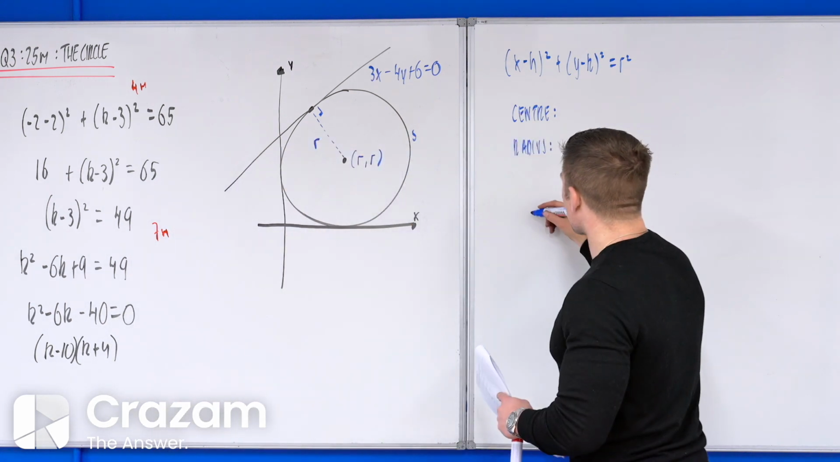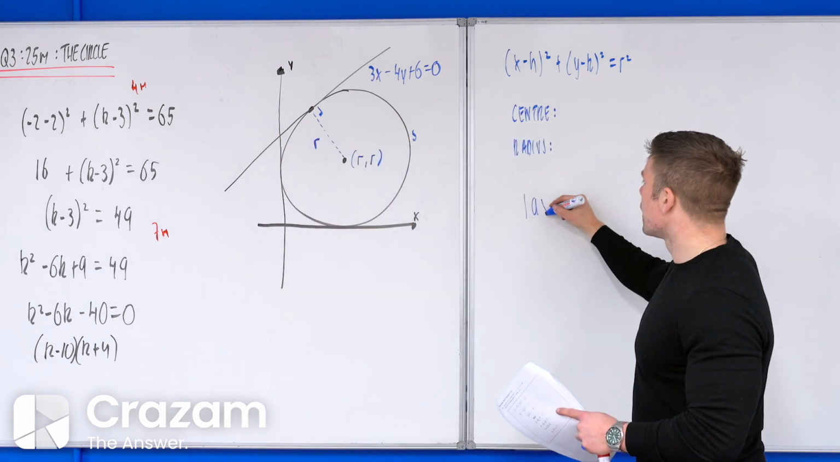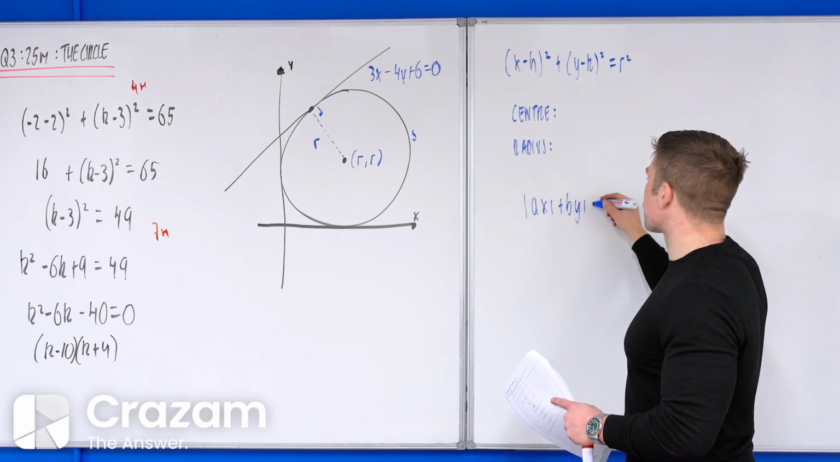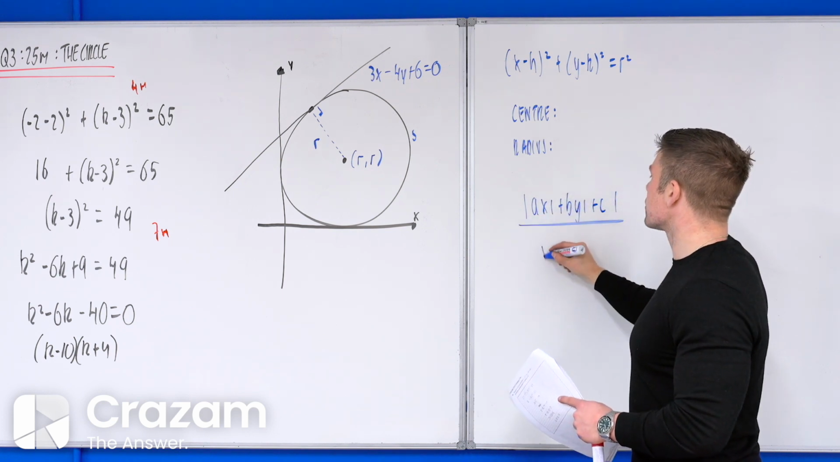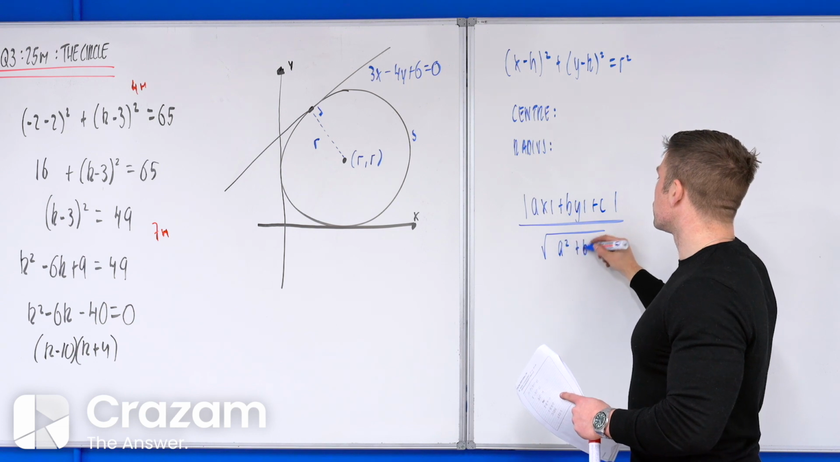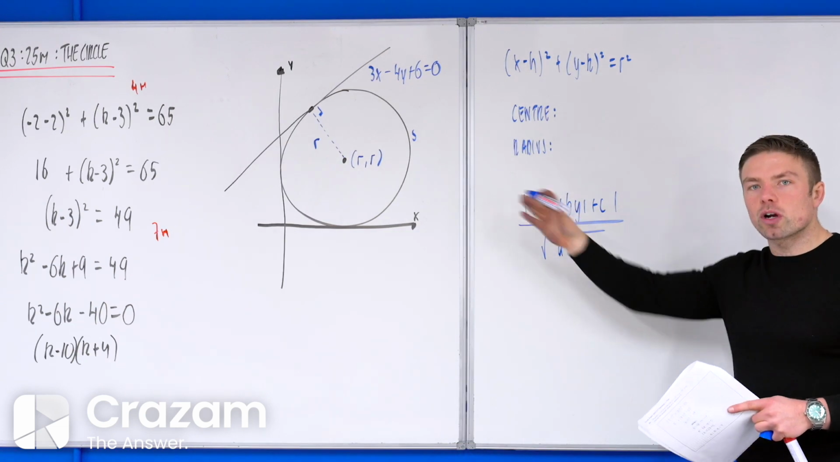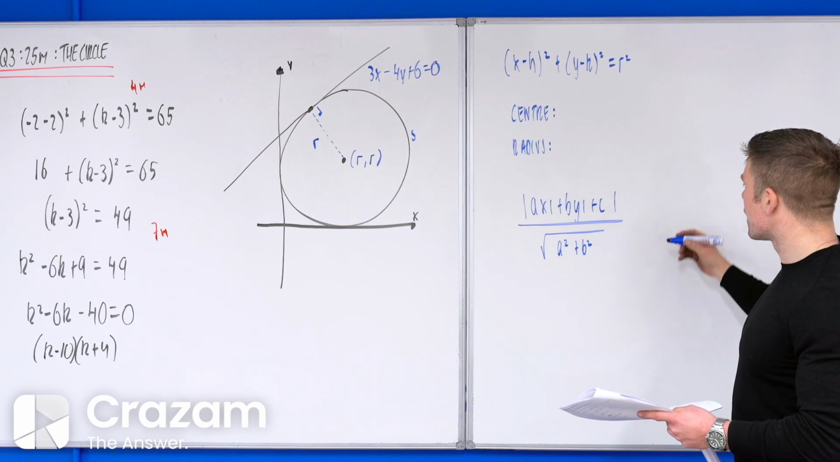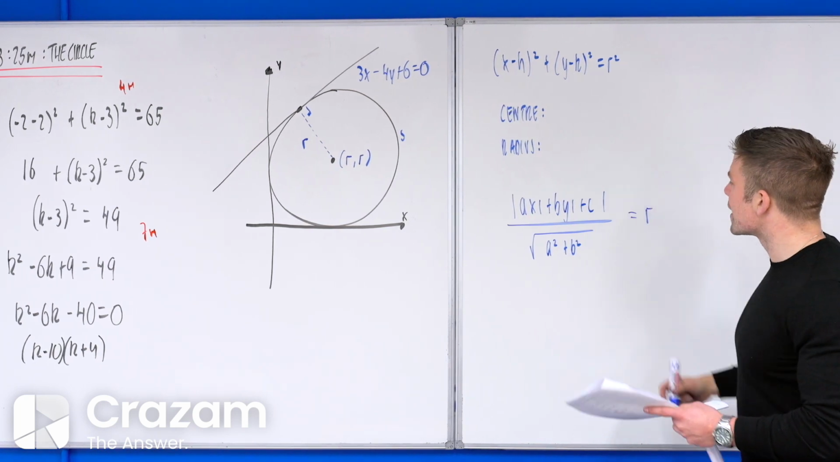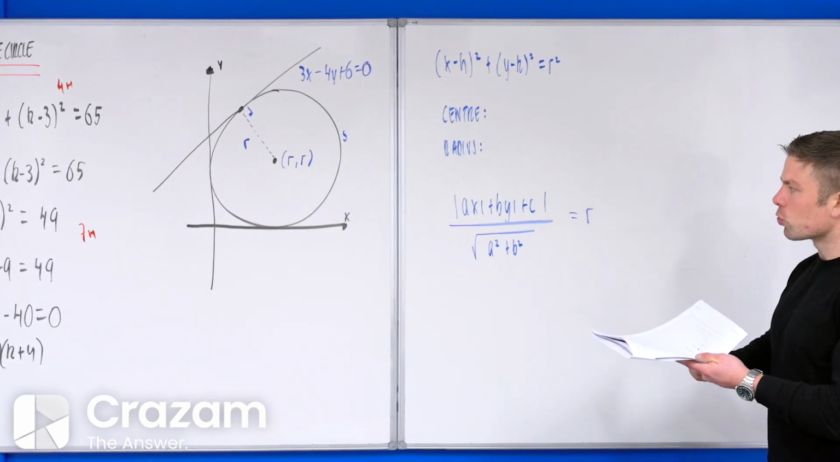So what I'm going to do is go to page 19 of my formula and tables booklet, and I'm going to use this perpendicular distance formula. Again, this gives you the distance from any point to any line. It gives you the shortest distance, or as we just said there, the perpendicular distance. We know that that equals the radius. When something is a tangent, that equals a radius.